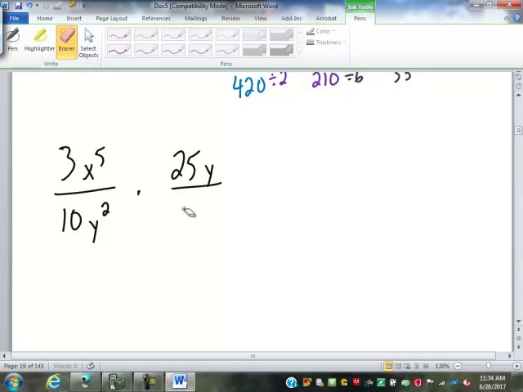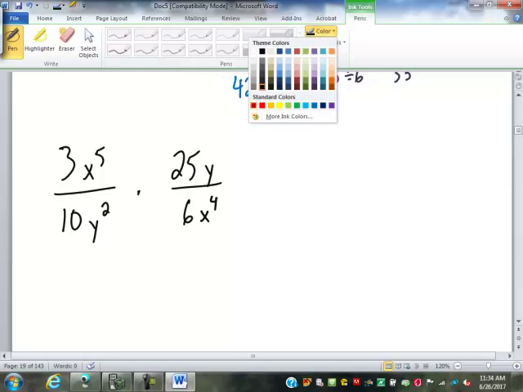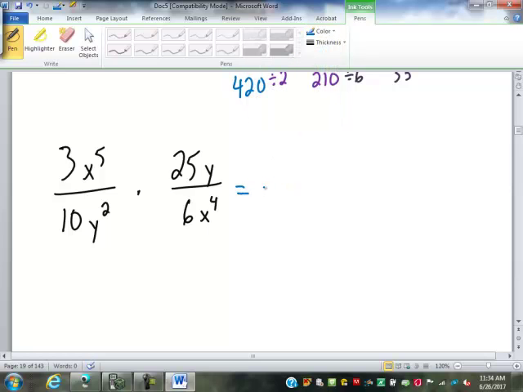I'm going to do 6. So 3x to the 5th over 10y squared times 25y over x to the 4th. I want to multiply on top. What do I get on top there? 75x to the 5th y. On the bottom, 60x to the 4th y squared.